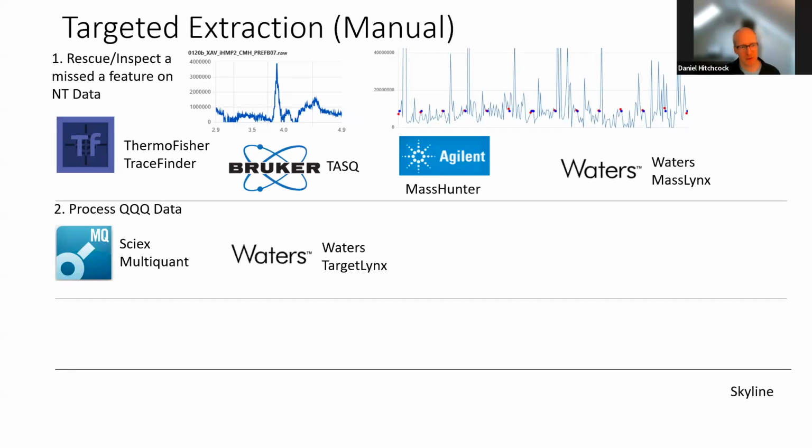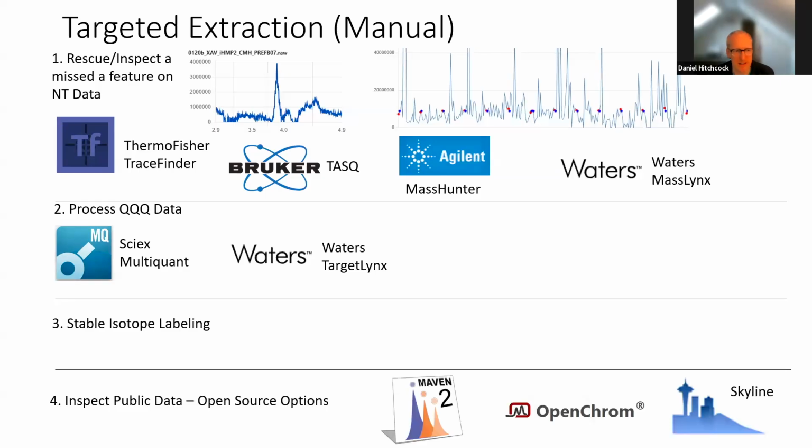Next, you might want to process triple quad data, which is kind of the standard workflow in my understanding. I'm sure there's non-targeted ways, but most of the time I've seen, using manual peak picking and guided approaches. There's also stable isotope labeling, which might have very low abundance or messy peaks that need to be pulled out. I'm just going over some general ideas.